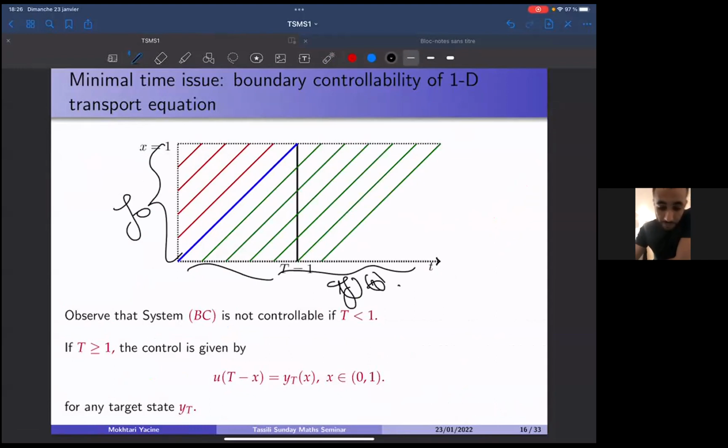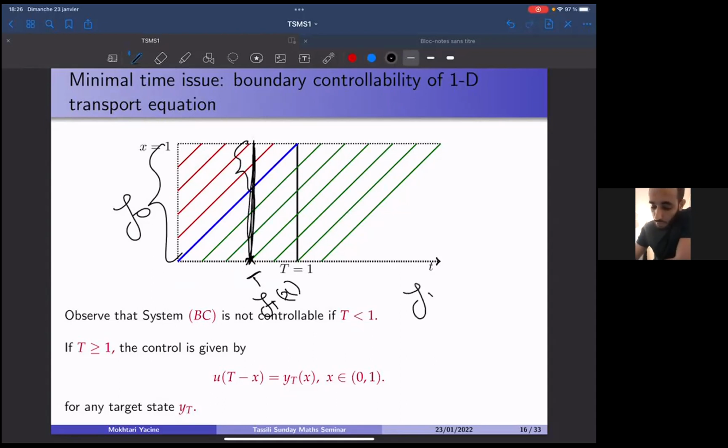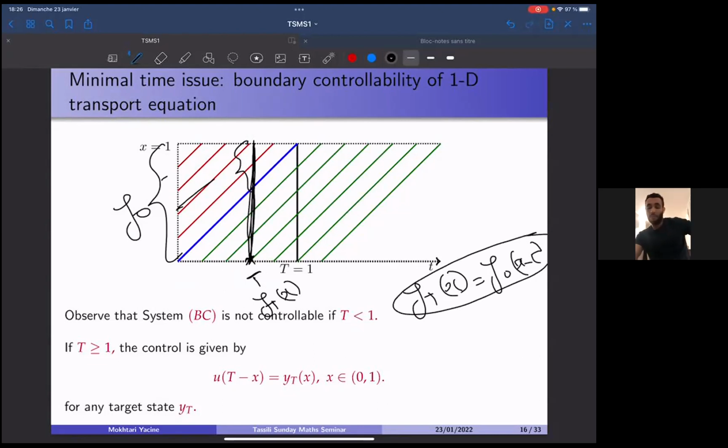Because if we fix some time, let, for instance, consider this time, and I let y_T of x defined from 0 to 1, this target state. And clearly, in this interval here, I have to assume something like, for instance, y_T of x must be equal to y_0 of x minus t. And this condition doesn't fulfill the controllability definition of our system. And therefore, our system is not controllable at all.